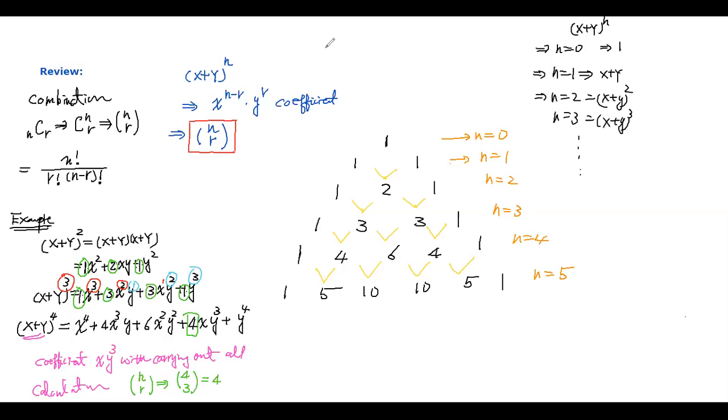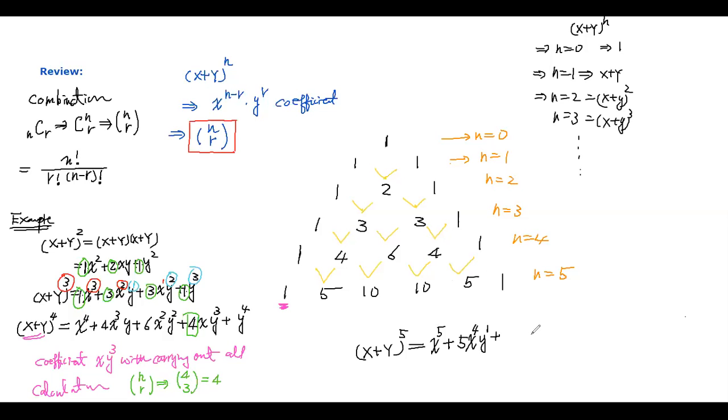So for example, let's try to do (x + y) to the 5th power. I start with the 1, so I start with x to the 5th power. Now I go down to the next coefficient, which is 5. Then x decreases by 1, so it's x to the 4th, and y becomes y to the 1. So the exponents 1 and 4 always have to add up to 5.